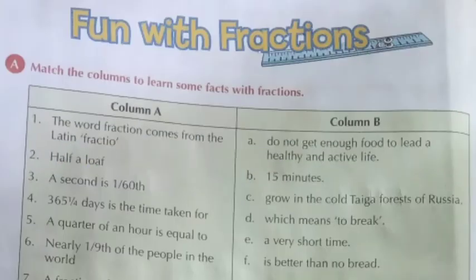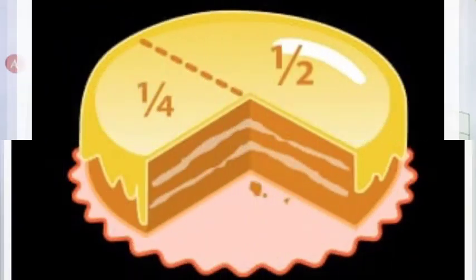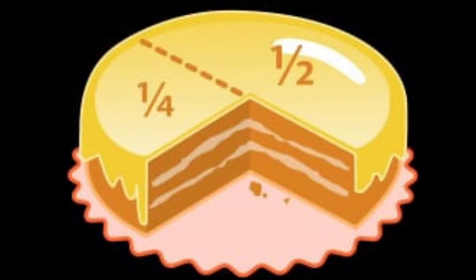Take page number 14. Match the column to learn some facts with fractions. Number 1. The word fraction comes from the Latin fractio. The answer is D, which means to break. Say once again. The word fraction comes from the Latin fractio, which means to break.